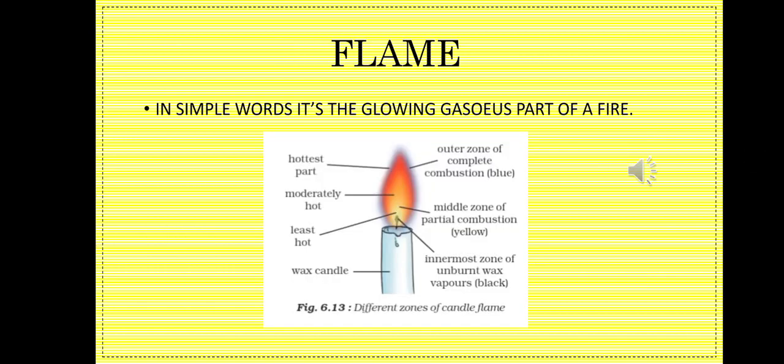A flame can be defined as a region where gaseous elements burn, generating heat and light. All combustible materials, whether liquid or gaseous, emit flames as they burn. In simple words, it is the glowing gaseous part of a fire. In the given diagram, we can see the different zones of a candle flame.